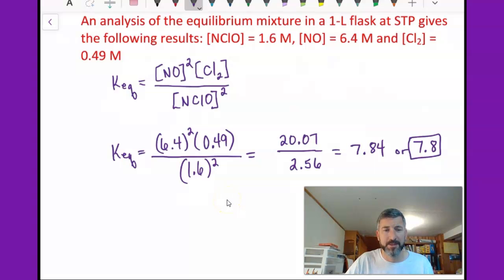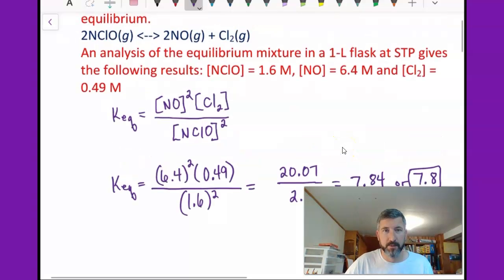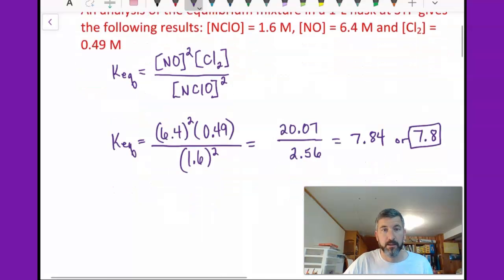So 7.8, what does that mean? Does that mean the products or the reactants are favored? Okay, so you should have said that the products are favored by almost 8 times. So there's going to be a lot more product at equilibrium, which means if I go back to my reaction, there's going to be a lot more nitrogen monoxide and chlorine gas at equilibrium and a small amount of our reactant.